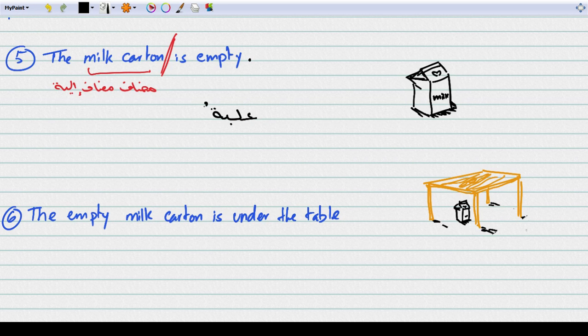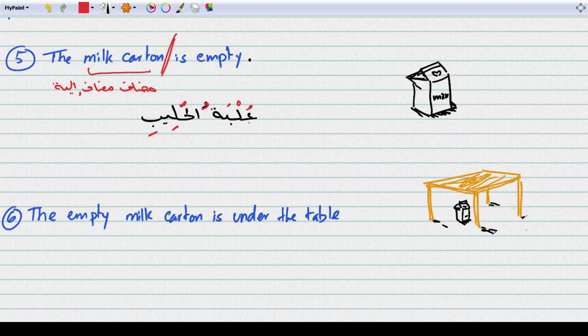علبة الحليب. علبة الحليب. Now, notice one thing that maybe I did not mention before. The structure of mudaf and mudaf ilayh: since you add the al here, that goes only for the milk in Arabic. So you just put علبة الحليب.